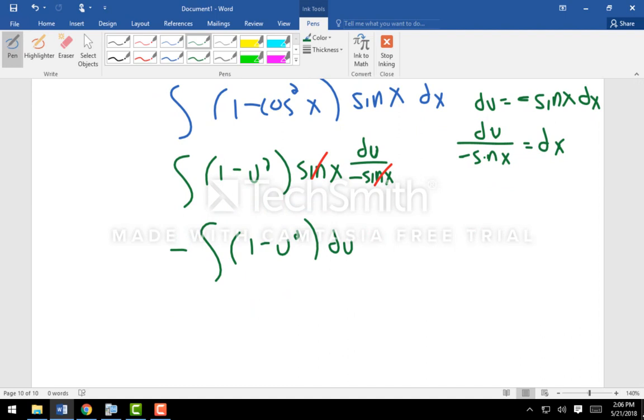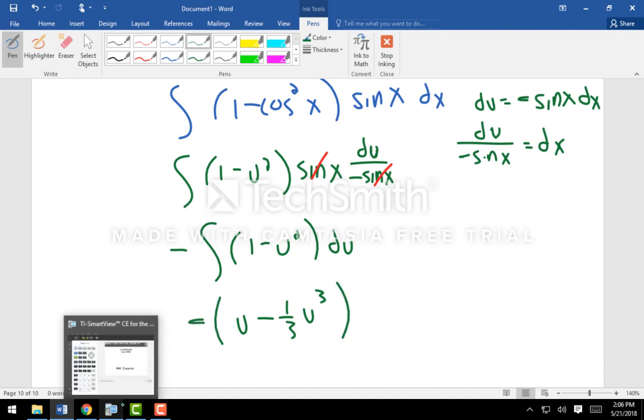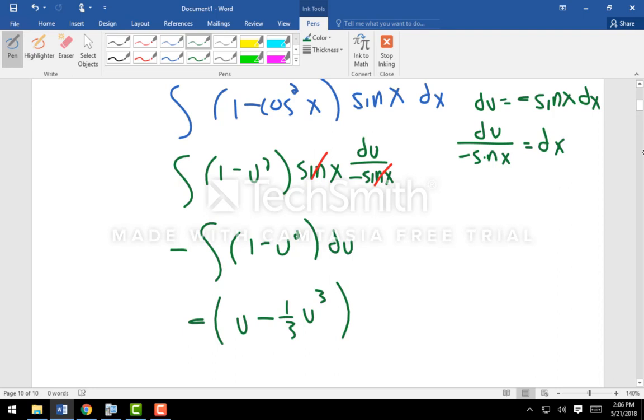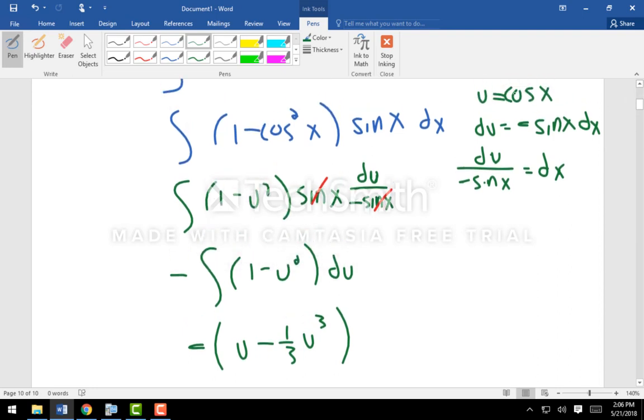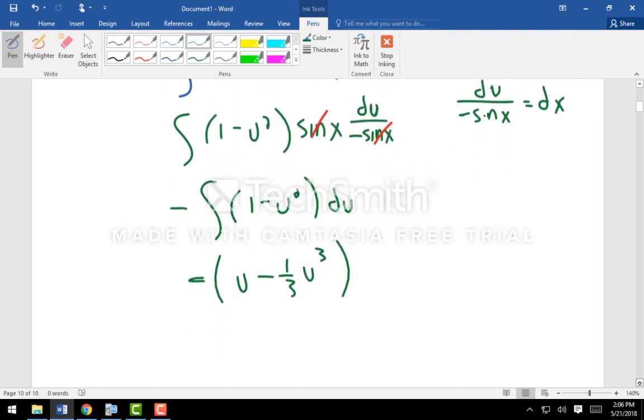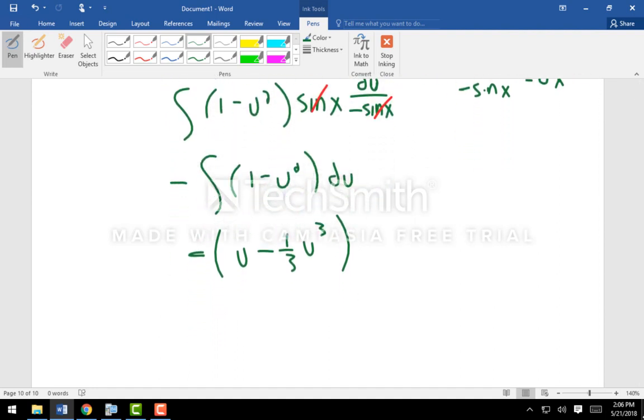Again, I'm going to integrate each term here. The integral of 1 is u, and the integral of u squared is 1/3 u cubed, with the negative in front. Then we had let u equal cosine, right back up here. So I'm going to plug back in my cosine. Go ahead and distribute the negative now. I have negative cosine, and this becomes positive 1/3 cosine cubed, and then I have my constant of integration.